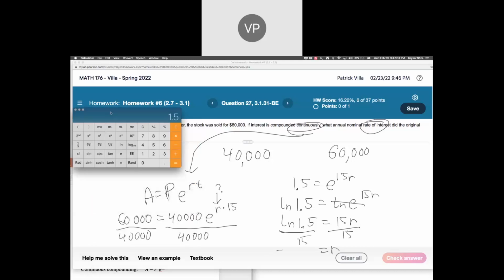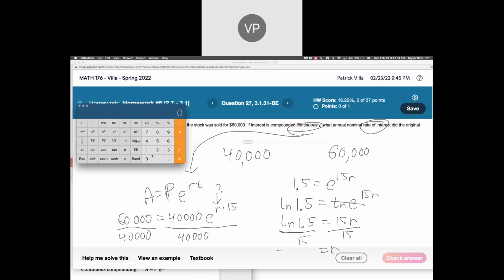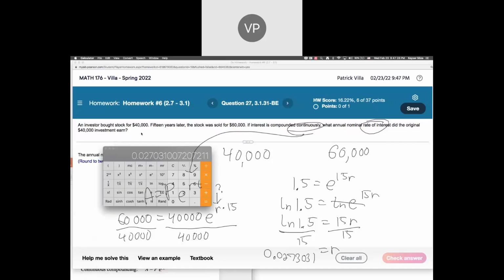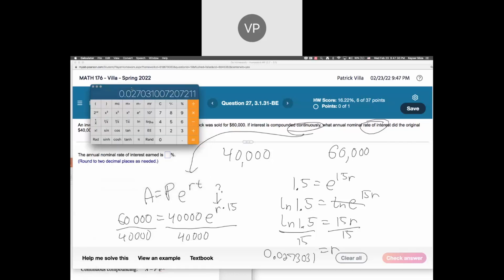And again, every problem pretty much is going to use this calculator. Natural log of 1.5, right there. Divide that by 15, and we get this number, 0.0273031, and it goes on forever. This is where you have to make sure you answer this. Now, what's interesting, if you notice, that's the r. They're asking the interest rate right there.